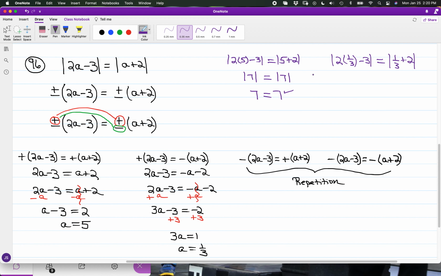let's break this down a little bit more. So we have 2 times 1/3 is 2/3 minus 3. 1/3 plus 2. Now for 2, I can just go ahead and write this as a fraction with 3 on the bottom: 2 over 1 is 6 over 3. And 3 is going to be 9/3. 1/3 plus 6/3 is 7/3. Now 2/3 minus 9/3 is negative 7/3.